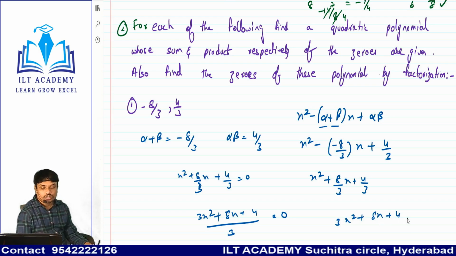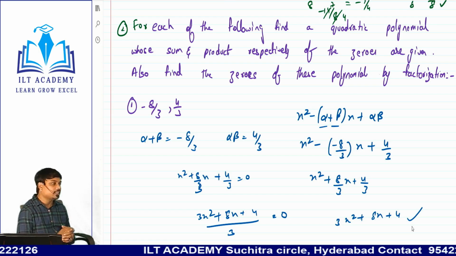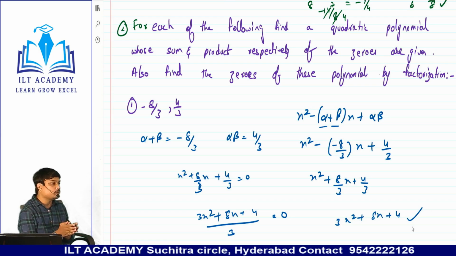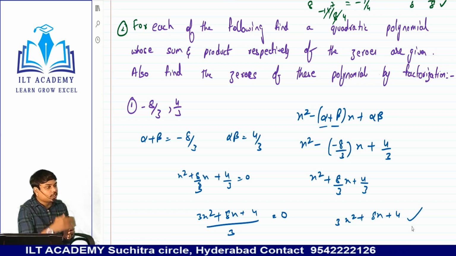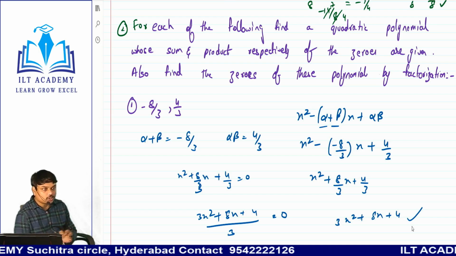Now not only this, they are not asking us to find only the equation, but they are asking us to even find what? The zeros of the polynomial. Now how will we find the zeros of the polynomial? Same process as earlier, splitting the middle term and finding the zeros. Clear?